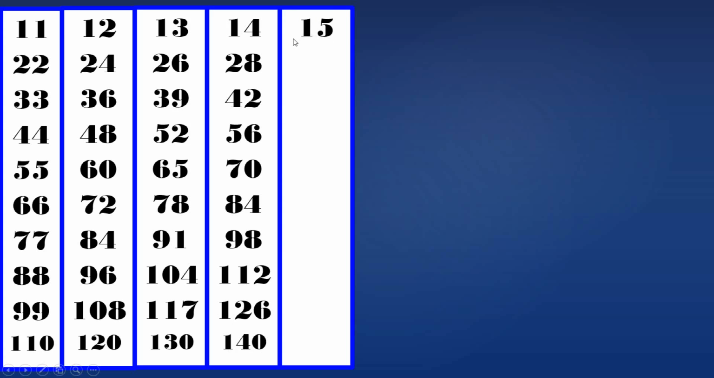15 times table. 15 times 1 is 15. 15 times 2s are 30. 15 times 3s are 45. 15 times 4s are 60. 15 times 5s are 75.